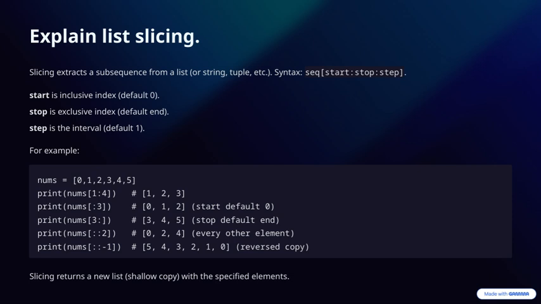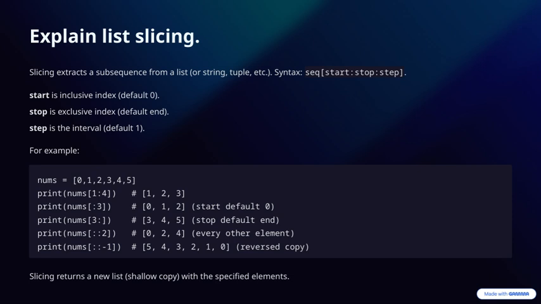Notice how the stop index is exclusive, meaning it's not included in the slice. Similarly, print(nums[:3]) gets us the first 3 elements, starting from the beginning of the list up to index 3. Since the start defaults to 0, we don't need to specify it explicitly. When we do print(nums[3:]), we're starting at index 3 and going all the way to the end of the list. The stop index defaults to the end if we omit it.